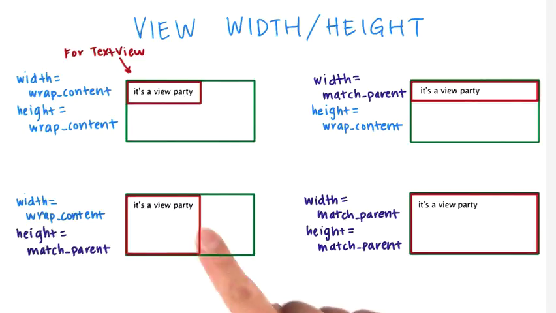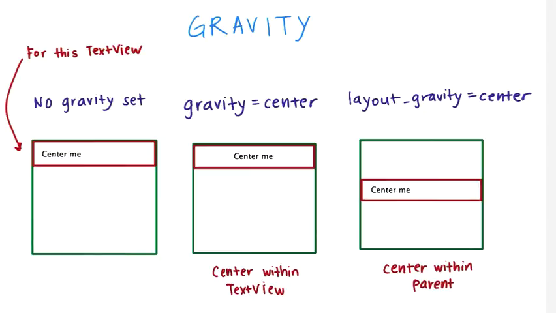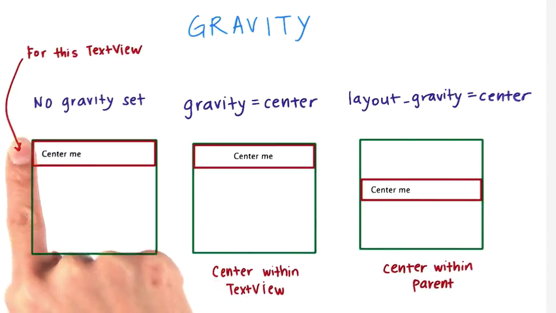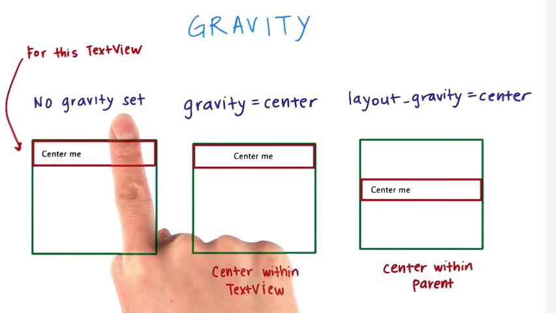Well, it matters as soon as you have other children that need to be beside this view. And another reason is if you want to specify gravity. Let me spend a quick moment explaining gravity. Say, for example, you have this text view within a frame layout. By default, the text is left aligned, and in this case, no gravity is set.